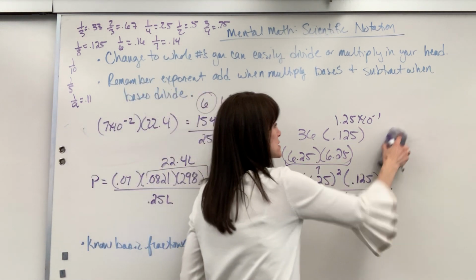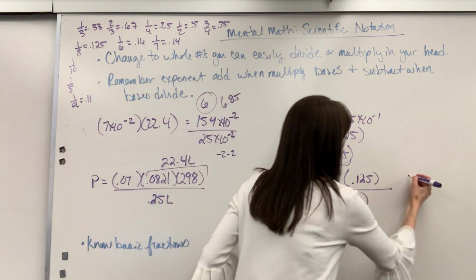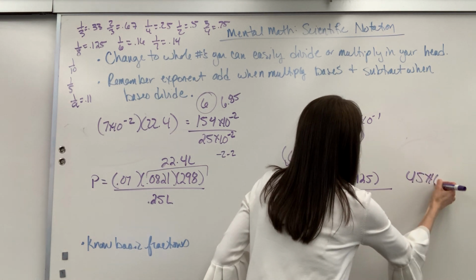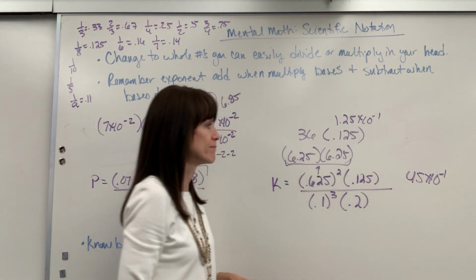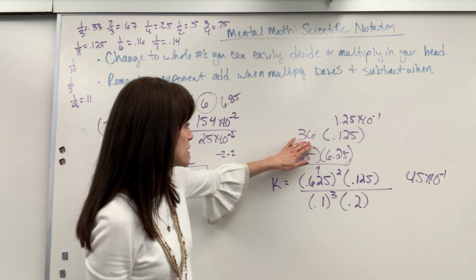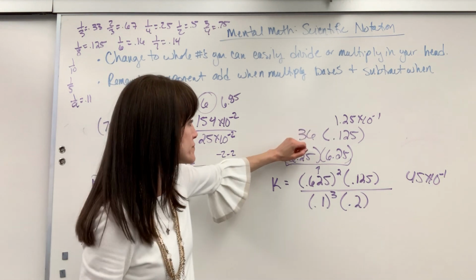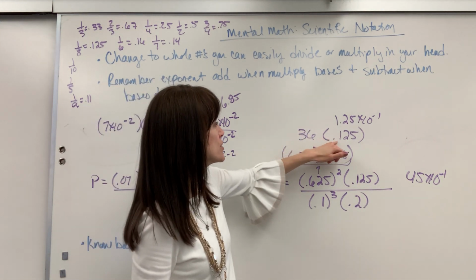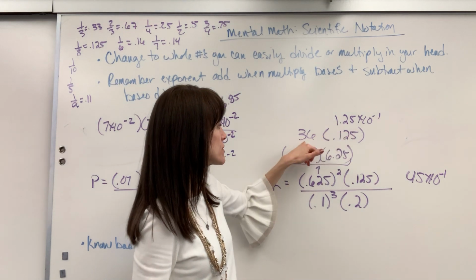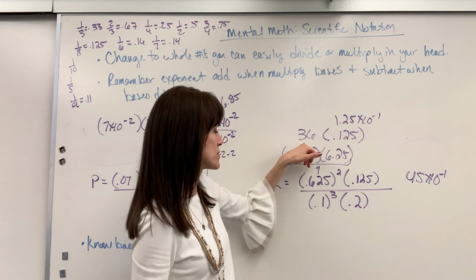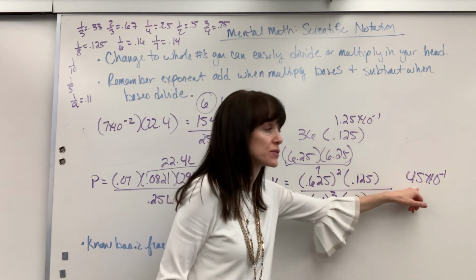So 36 plus 9, that's going to give me, I'll put it over here, 45 times 10 to the minus 1. Okay, so notice it was 36 times 10 to the nothing, 10 to the 0, times, I changed this to 1.25. 1 times 36 is 36. 0.25 times 36 is 9. 36 plus 9 is 45.